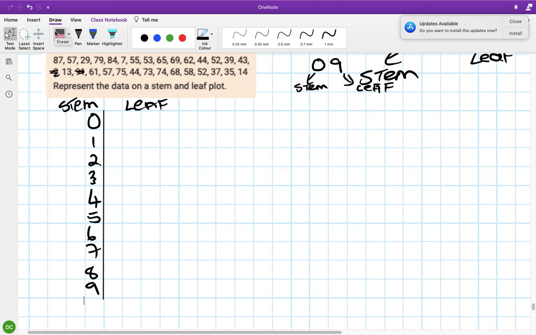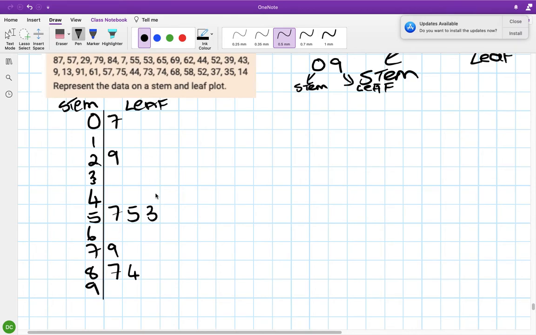This is fun. Right. I'm going to start at the start with 87. So the stem for 87 is the 80, which is here, and then I just put in the 7. Then we have 57, 29, 79, 84, 7. Oh, that was actually the smallest one.